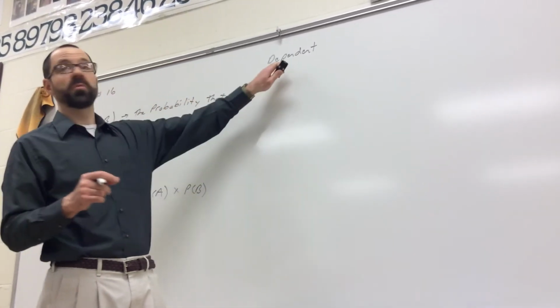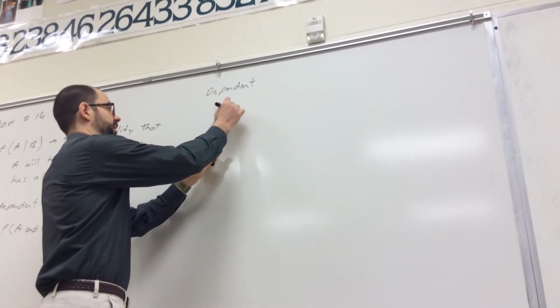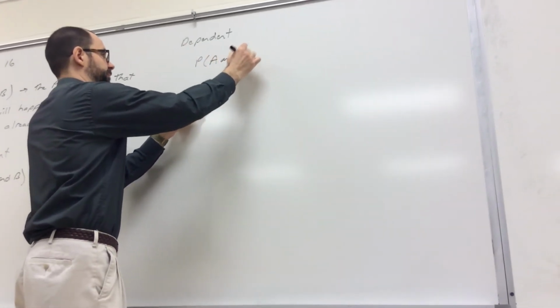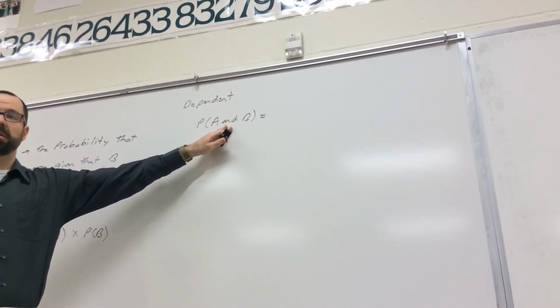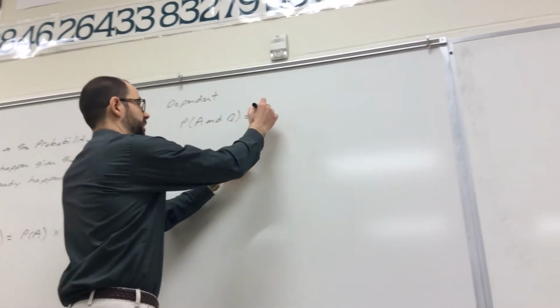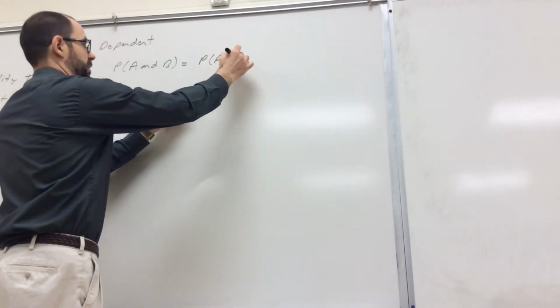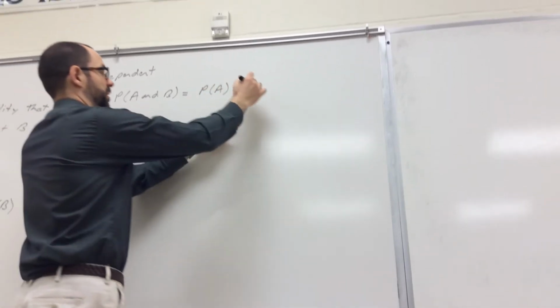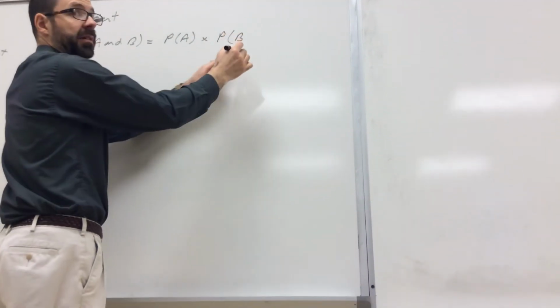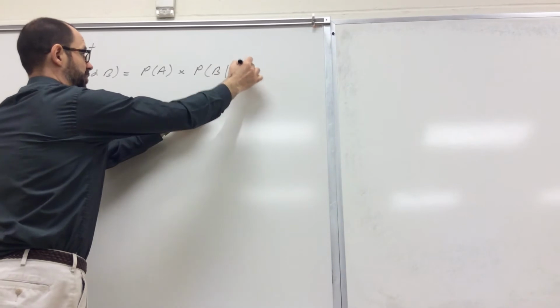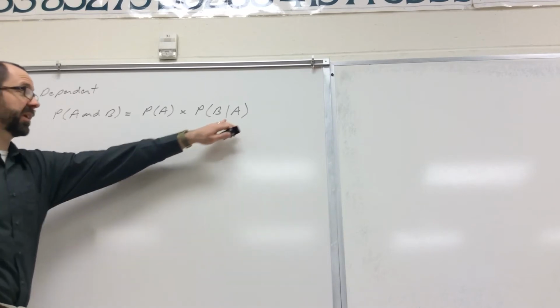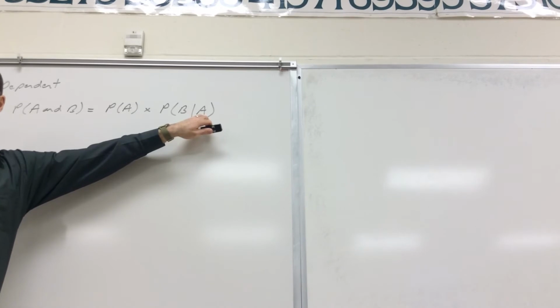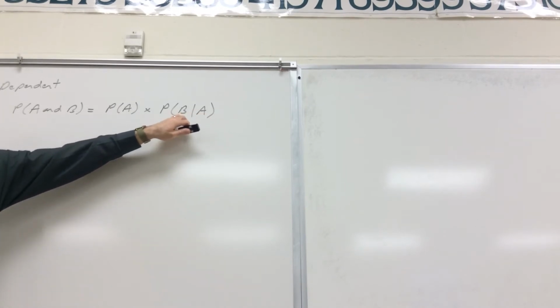All right, so when you have dependent events, the probability of both of them happening, so the probability of A and B, is the probability of A happening multiplied by the probability of B happening given that A has already happened. So since it's dependent events this time, you have to take into account that A has already happened when you figure out the chances of B happening.